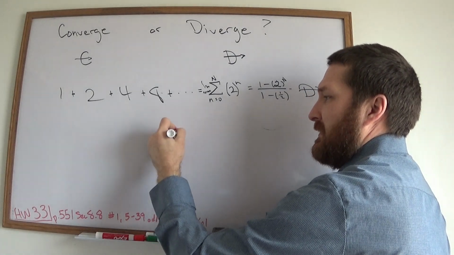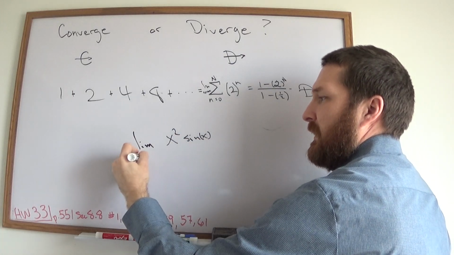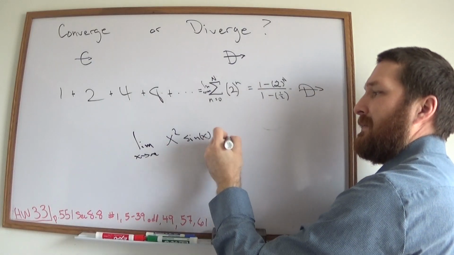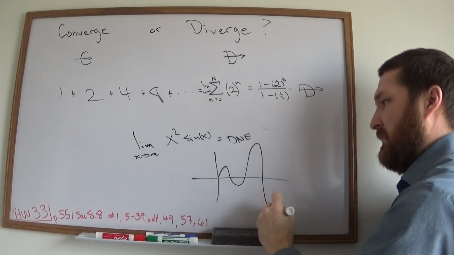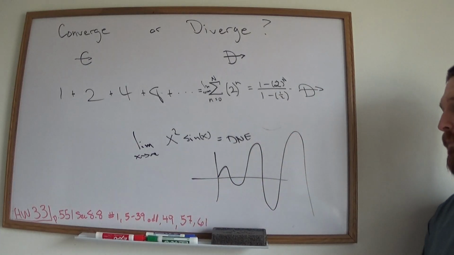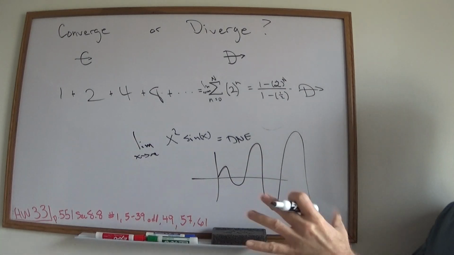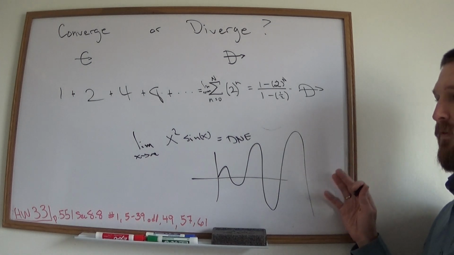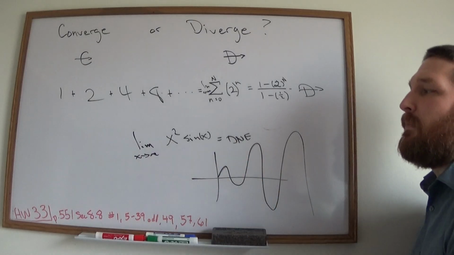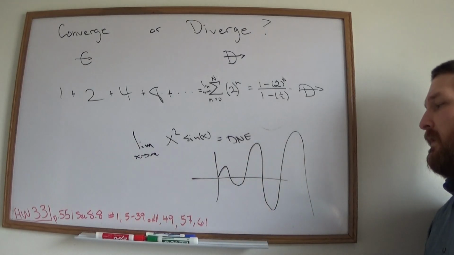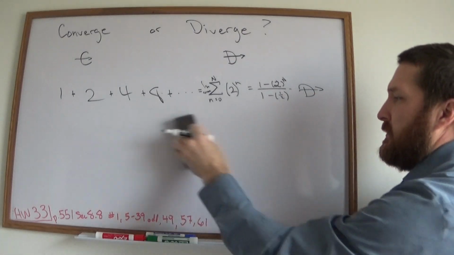Another thing that diverges is this. The limit as x goes to infinity does not exist. Why? Because this function does this. It's not going to one number. It's bouncing back and forth between infinity and negative infinity. We wouldn't say diverges here because we're not talking about adding something up, but you would say the limit does not exist, okay? And that could also happen with sums and stuff like that, in which case you would say it diverges.